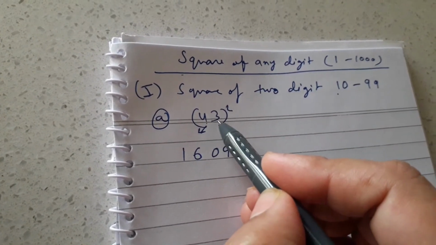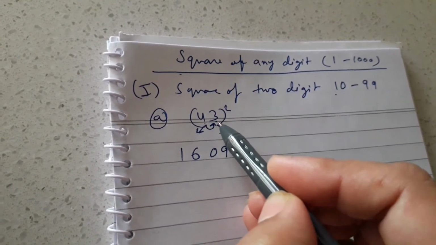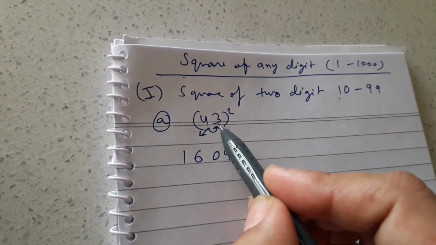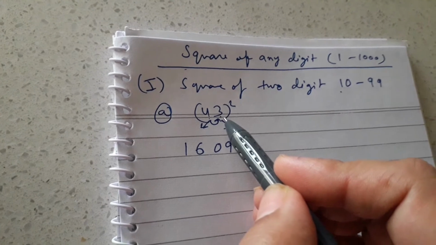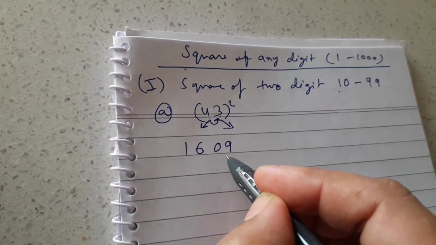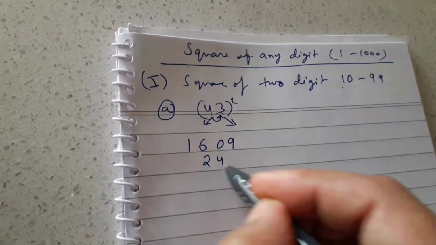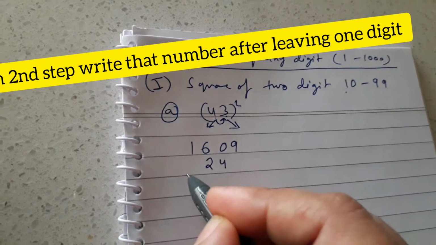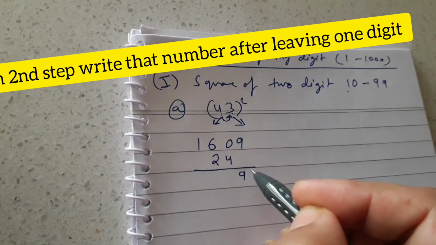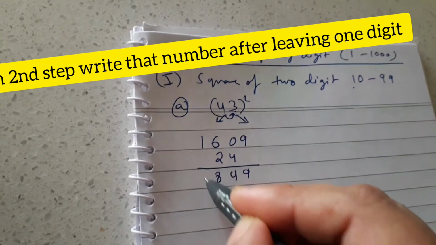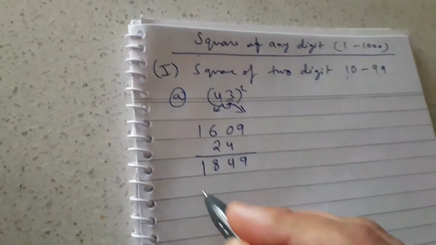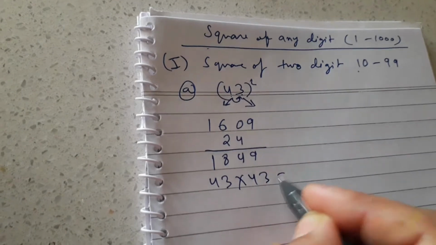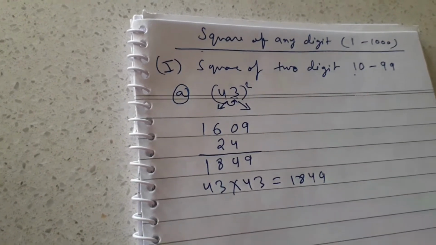Next step, what is the second step? You just multiply these: 4 into 3 and double it. 4 into 3 is 12, and double of 12 is 24. You have to write that number after leaving one digit, and add it. This is our final answer. 43 into 43 is 1849.